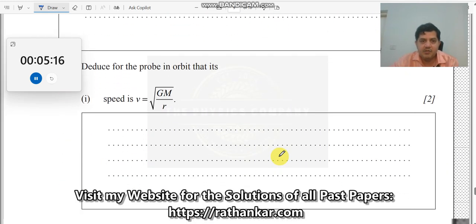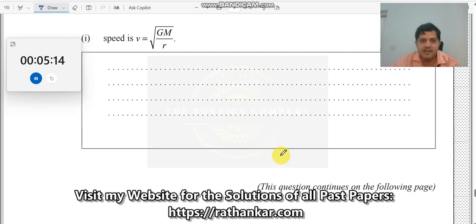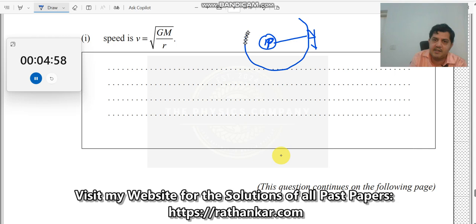Okay, and then deduce for the probe in the orbit that its speed is v equal to root of GM by r. So what is happening? You have the planet over here, and then you have a satellite or a probe which was moving like this in a circular path, right? So this was the radius r. My circle is not so good, but anyway, consider this as a circle. So we need to prove this here. How do we prove it?